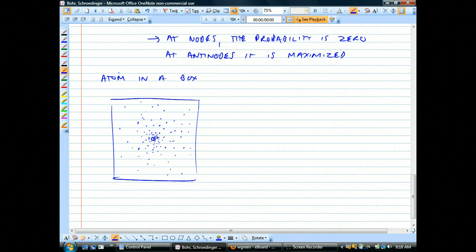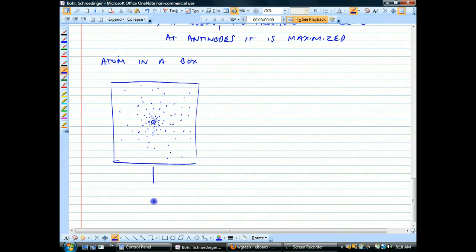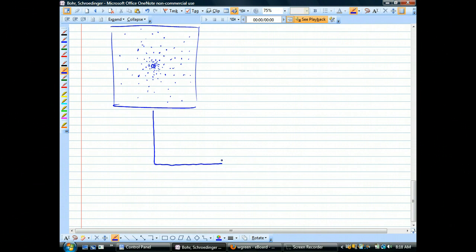So let's make a graph. Okay, make a graph here. This is going to be x. This is distance from the nucleus. Actually, let's make this r, sorry. Radius, so this is distance from the nucleus. And on this, we're going to put psi squared. Now remember what psi squared is. It's the probability of finding an electron, or it's proportional to the probability of finding an electron.